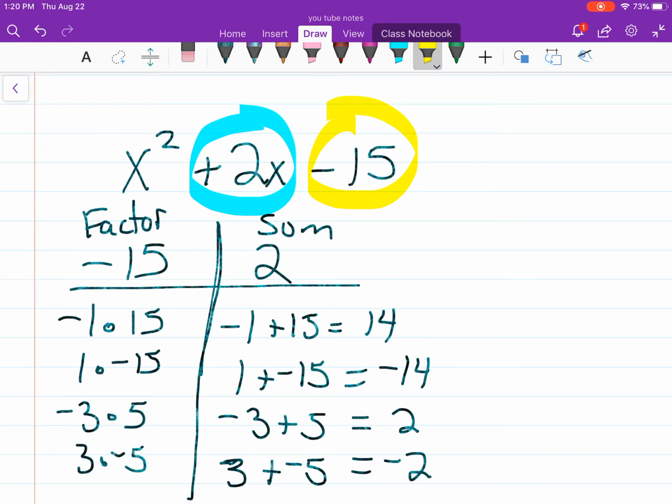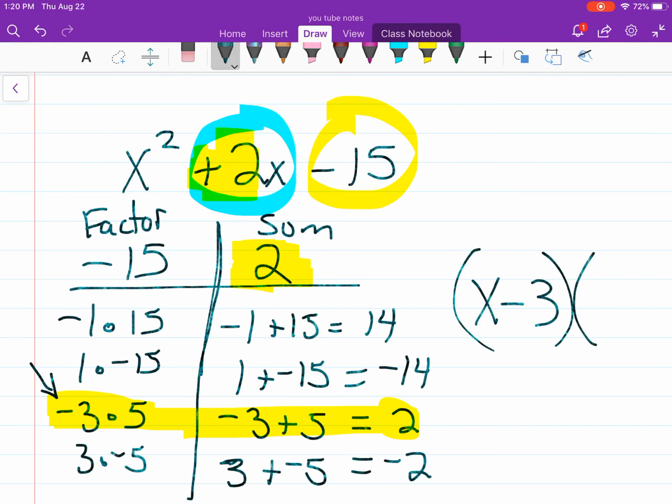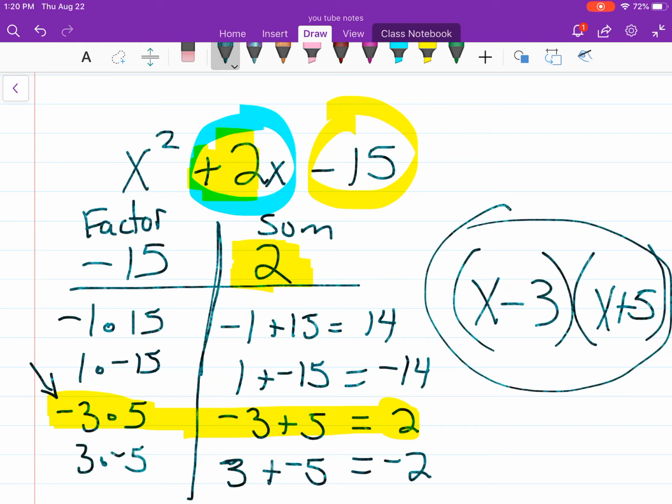Which one am I looking for? I'm looking for the one that's a positive 2. And there it is right there. So my factors are negative 3 and 5. So my answer will be x minus 3, because that's a negative 3, and x plus 5, because that is a positive 5. And that is your answer.